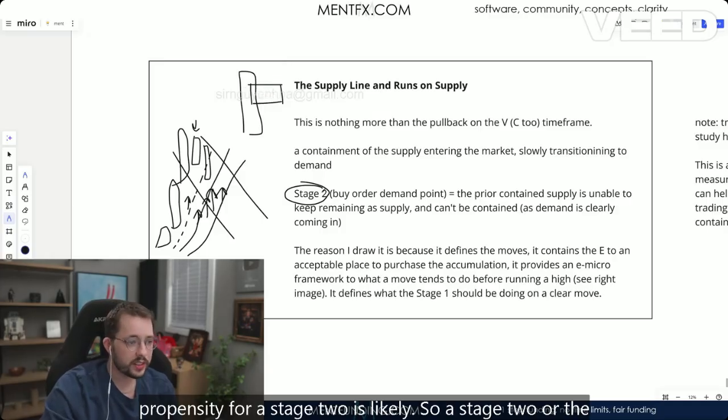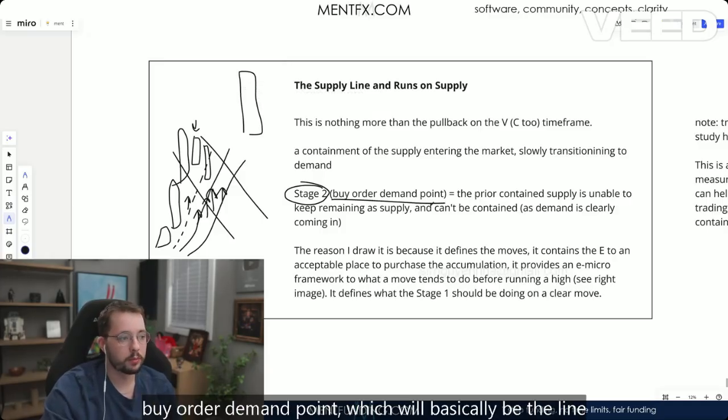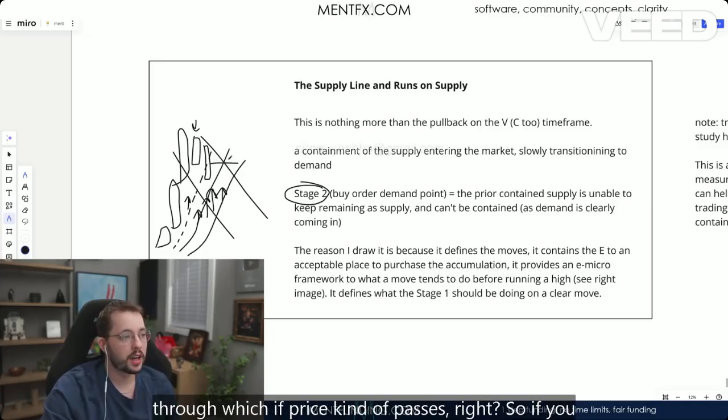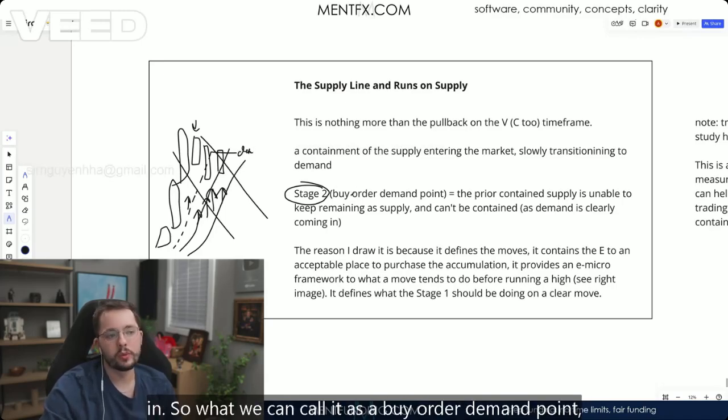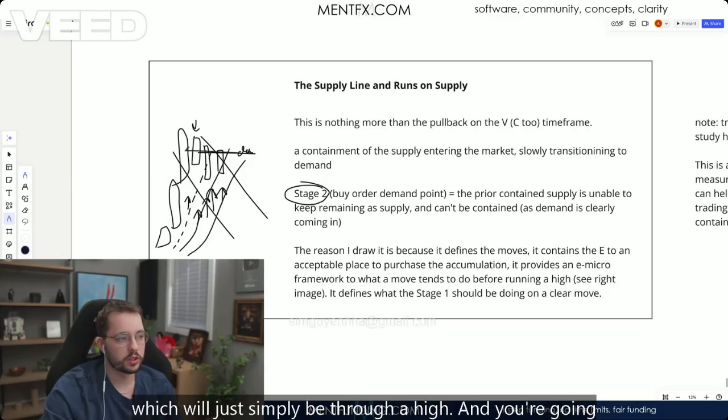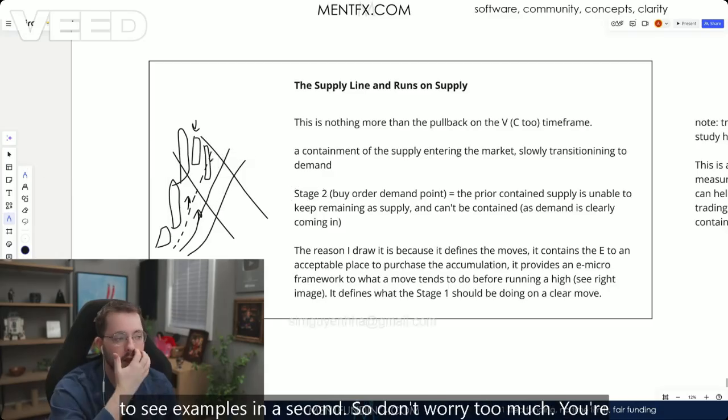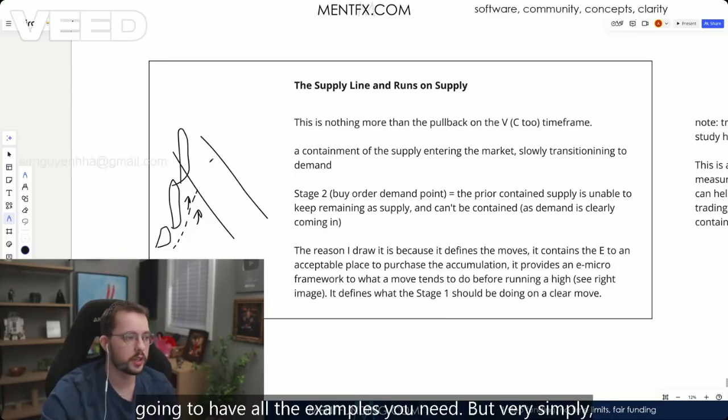So a stage 2, or the buy order demand point, will basically be the line through which, if price passes, right? So if you imagine these candles, if price passed this line at any point, very clearly some kind of true demand has come in. So we can call it a buy order demand point, which will simply be through a high. And you're going to see examples of this in a second, so don't worry too much. You're going to have all the examples you need.